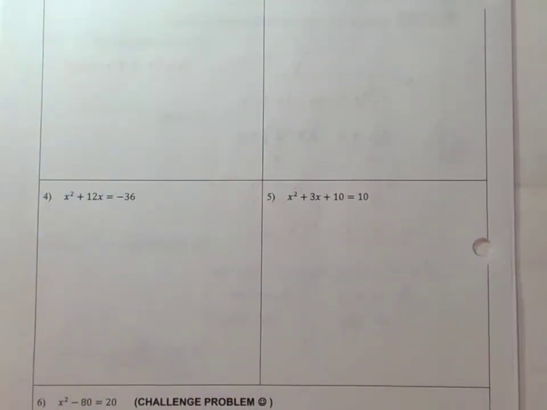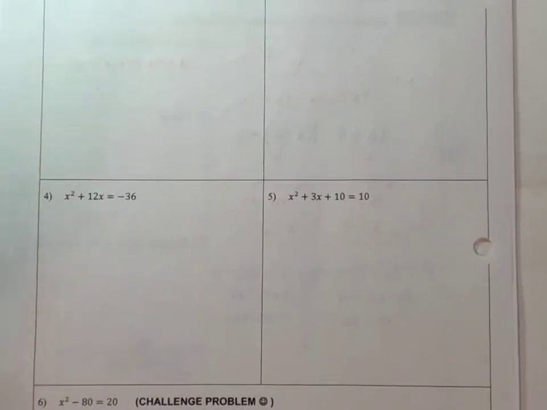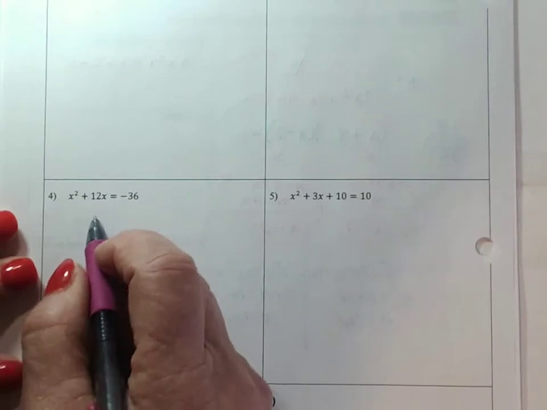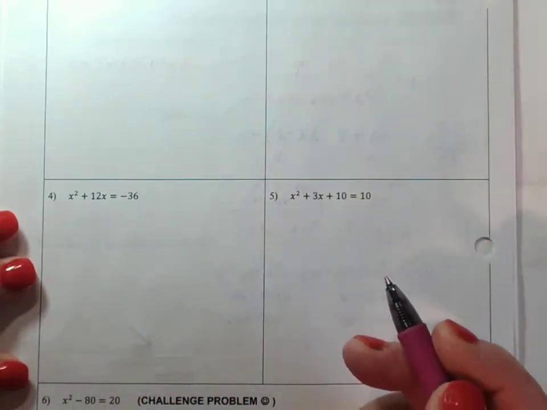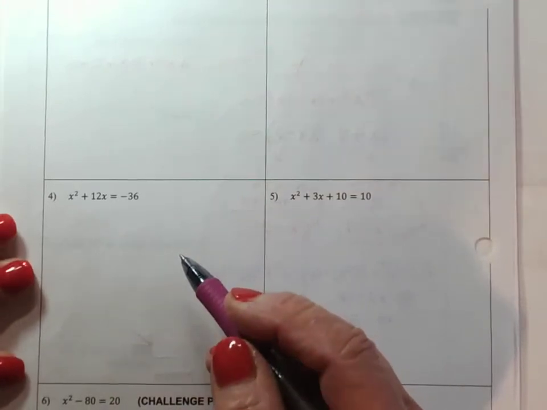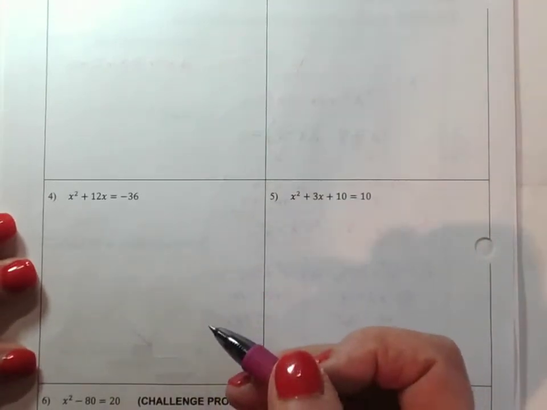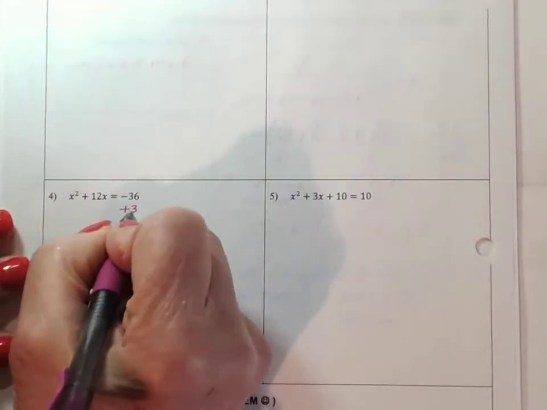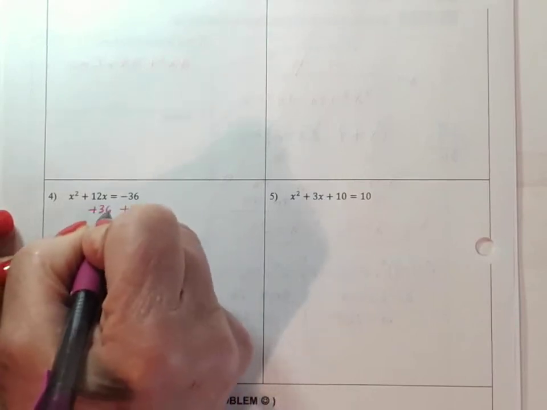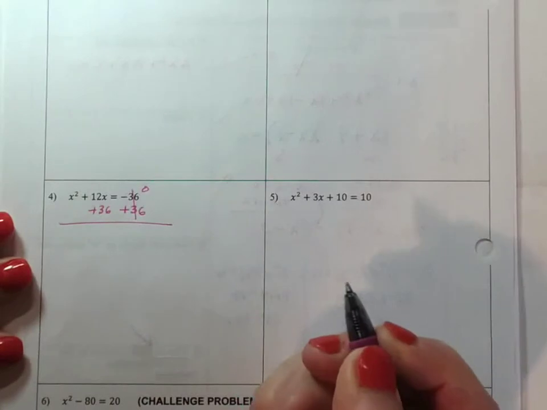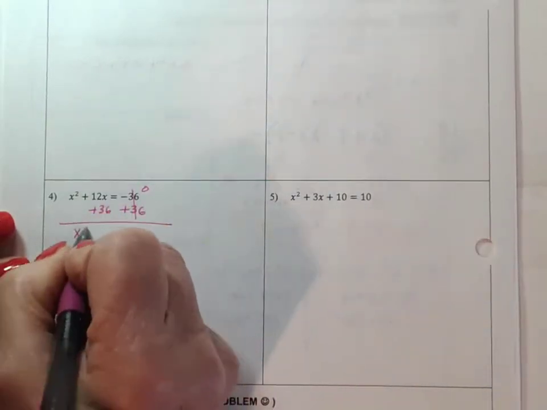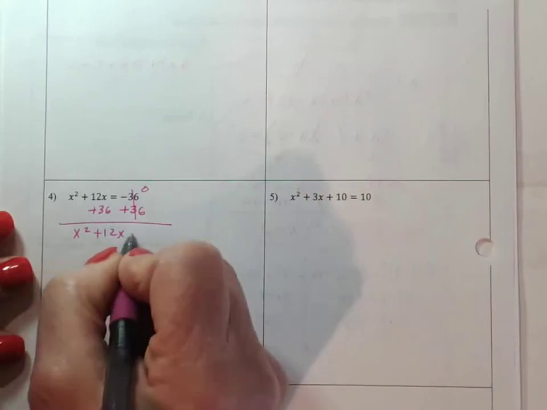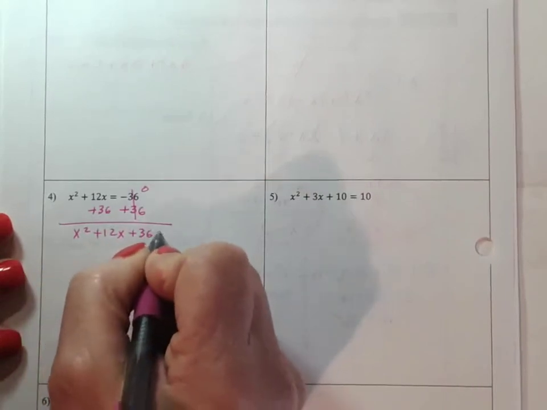Now these notes are posted on my website, but I just noticed that I did not complete number 4. So I'm going to do number 4, and actually I'm going to do 4, 5, and 6 with you. And then I want you to pause the video and do 2 and 3 yourselves. So we're going to go through these steps, and we're going to add 36 to both sides because this has to be 0. We have x squared plus 12x plus 36 equals 0.